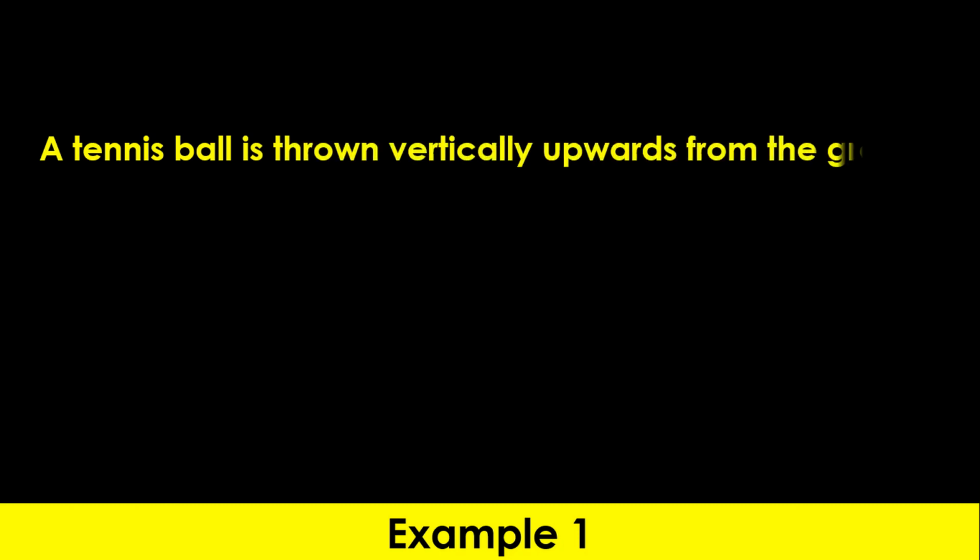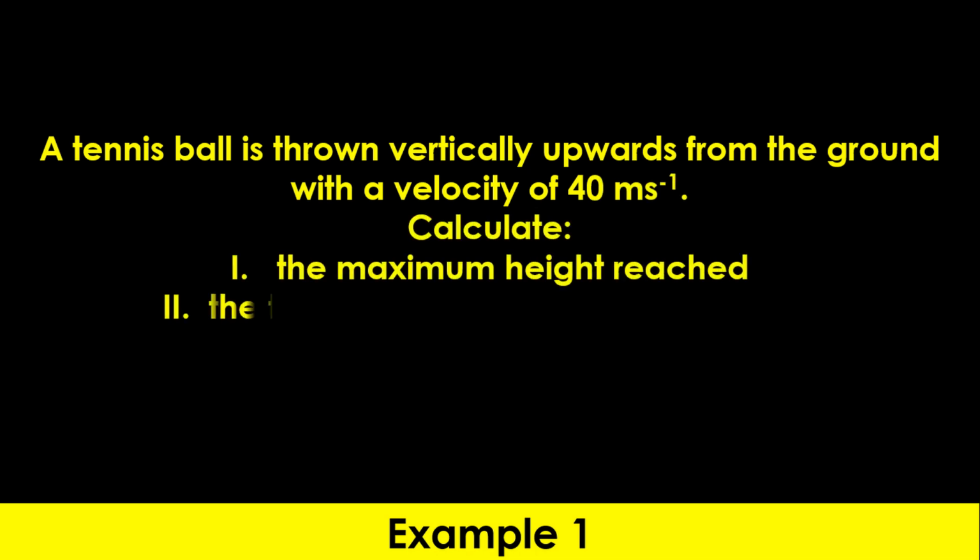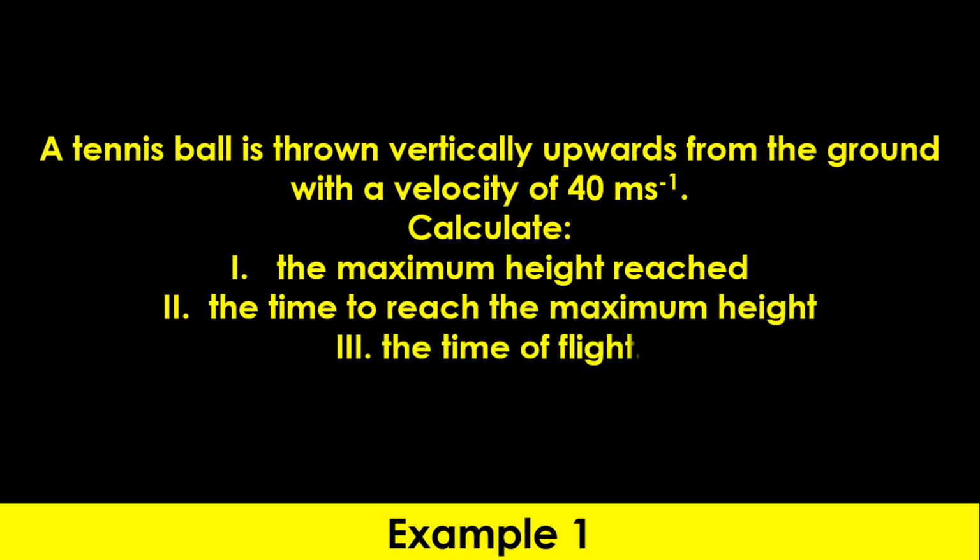Example 1. A tennis ball is thrown vertically upwards from the ground with a velocity of 40 meters per second. Calculate 1. The maximum height reached, 2. The time to reach the maximum height, 3. The time of flight. To solve this problem, let's extract the given parameters.